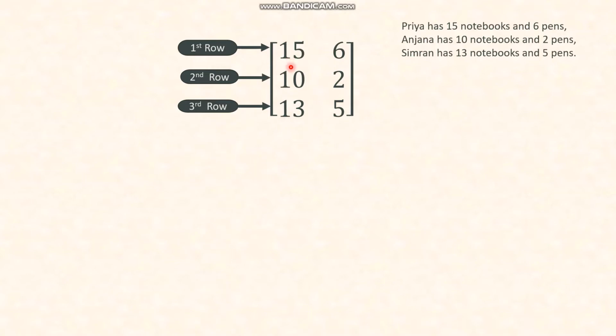And if we look in a vertical manner, 15, 10 and 13 represent the notebooks occupied by Priya, Anjana and Simran. So we'll name this the first column. And similarly, the second one represents the pens occupied by Priya, Anjana and Simran. So we'll name this the second column. So in this way, this representation gives us the information about the notebooks and pens occupied by Priya, Anjana and Simran. It's a great way to write the information in the form of this kind of arrangement.